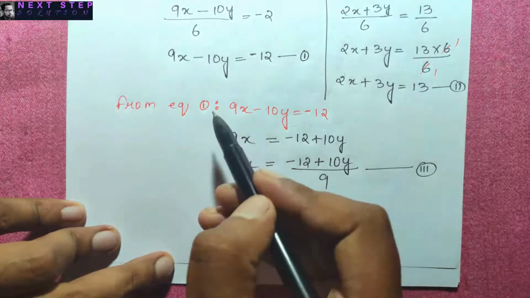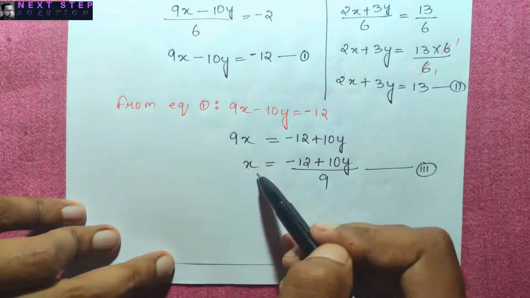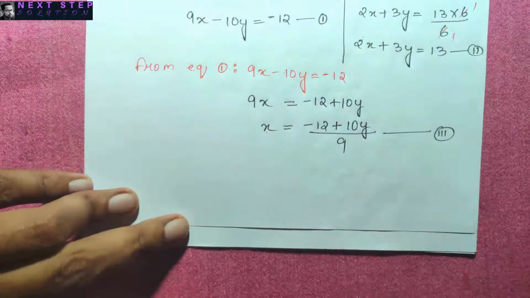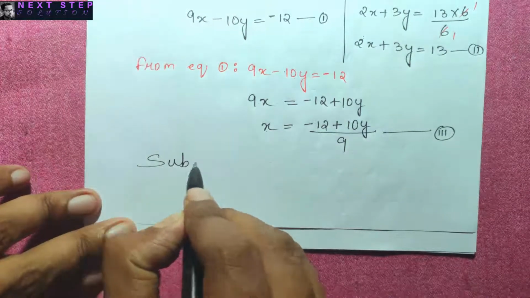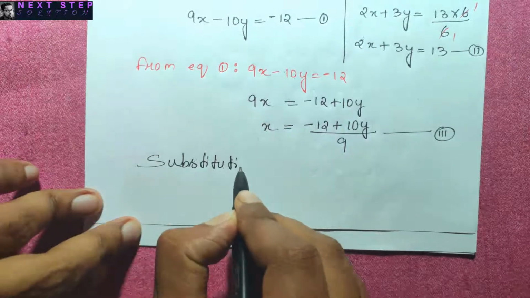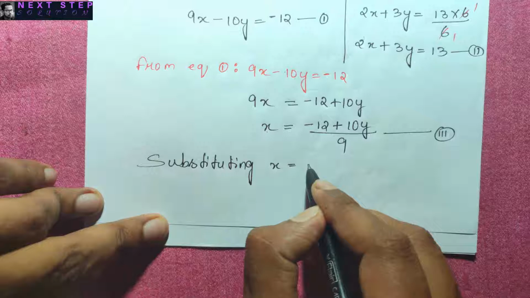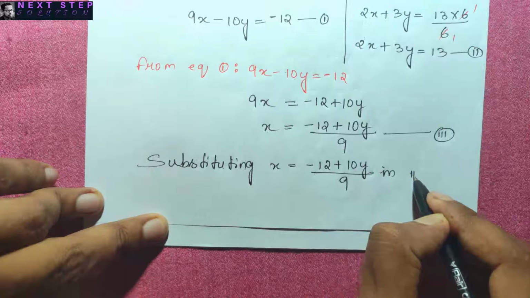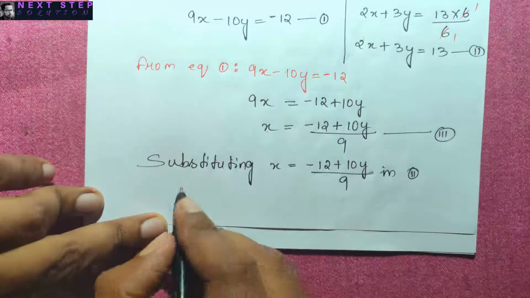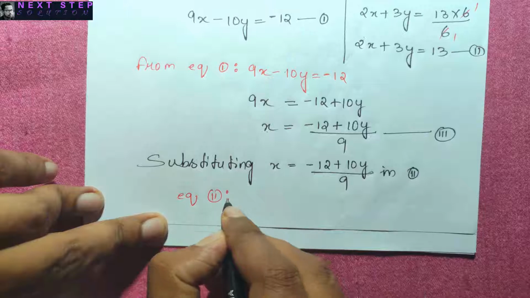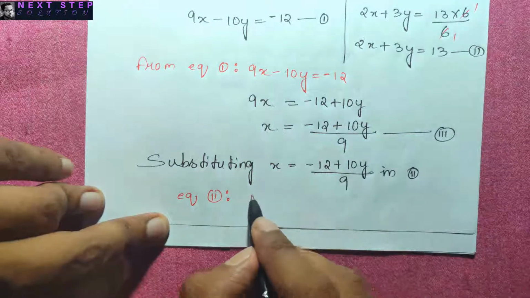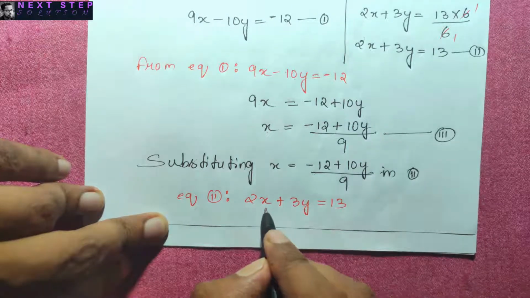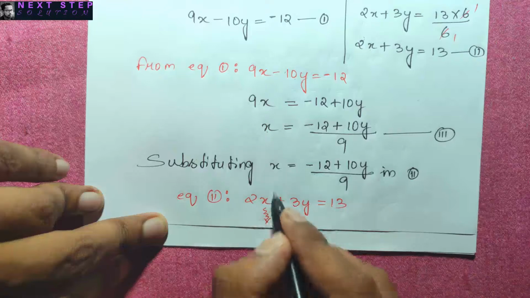We got the value of x from equation 1, so we will substitute this value in equation 2. Now substituting x equals minus 12 plus 10y by 9 in equation 2. Now let us write down what is equation 2 here. Equation 2 is 2x plus 3y equals 13, and we are going to change the value of x. Instead of writing x, we will write down the value.